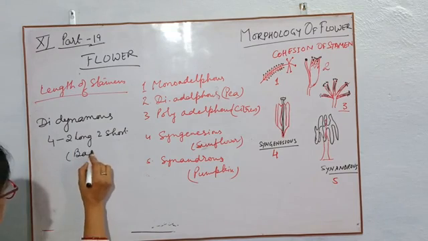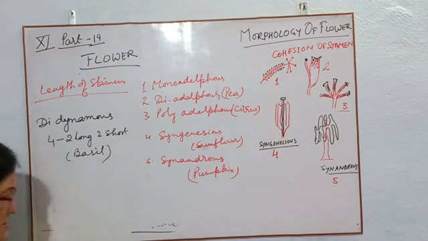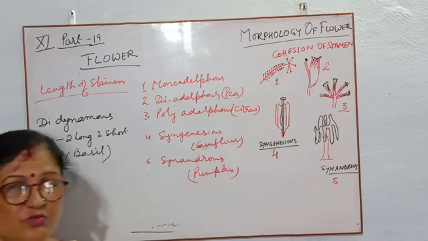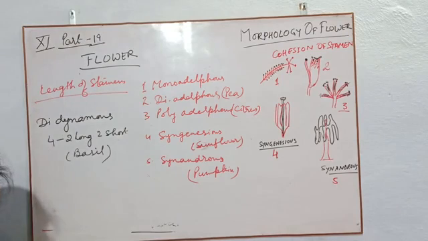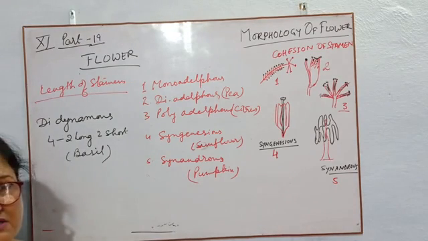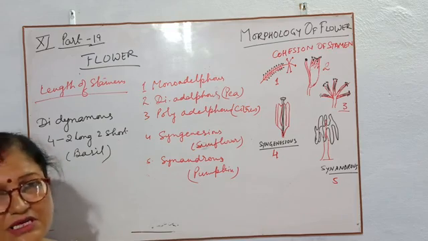Example is basil. The flower of the basil is very small, but if you see it with some aid, then you can see the length of the stamens.